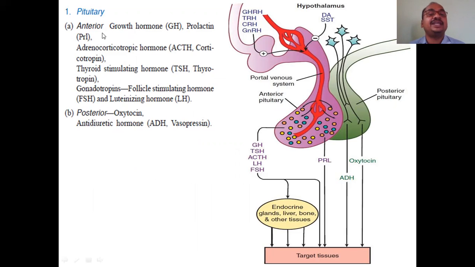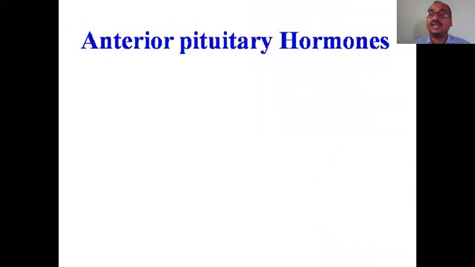And anterior pituitary: growth hormone, GH, prolactin, PRL, and adrenocorticotropic hormone, which is also called corticotropin. The name itself indicates adrenocortico or corticotropin. Thyroid stimulating hormone, TSH, which stimulates the thyroid gland itself. And gonadotropins, luteinizing hormone and follicle stimulating hormone. Right? First we will see the anterior pituitary hormones.